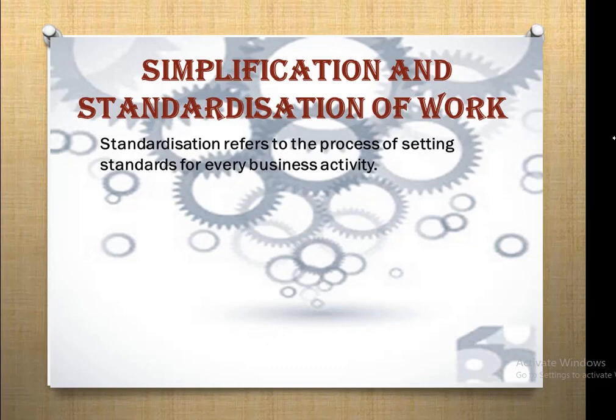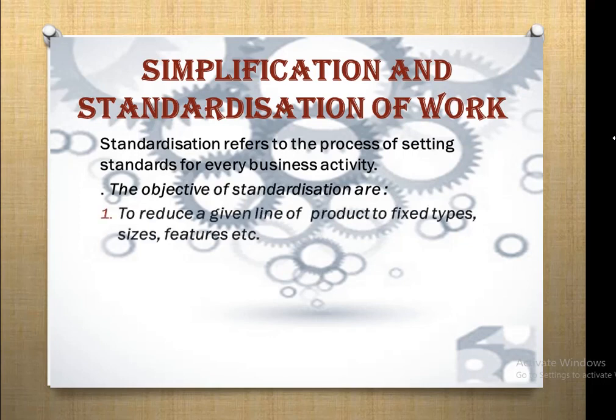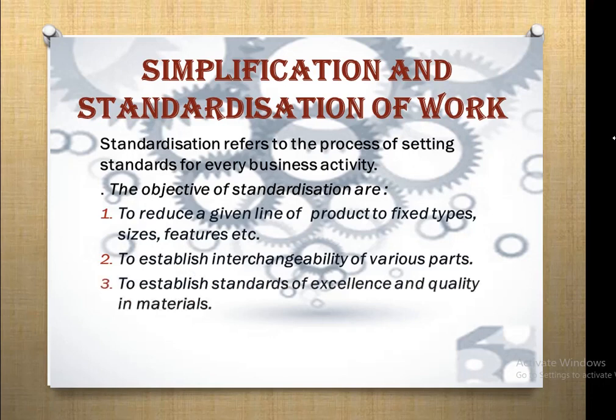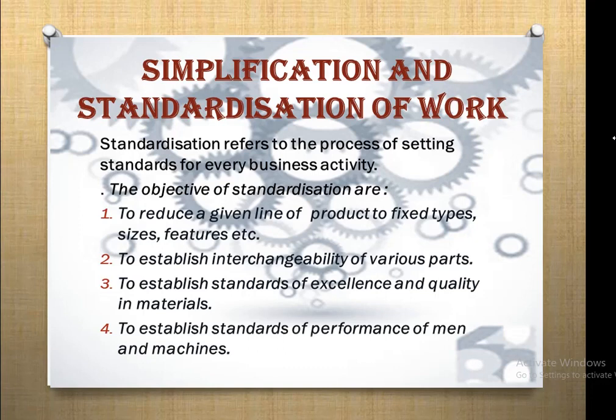There are various objectives of standardization. First, to reduce a given line of product to fixed type, size, features, etc. Second, to allow interchangeability of manufactured parts and output among different departments and branches. Next, to maintain the quality standards, and last, to set up the standards of performance for men and machine.